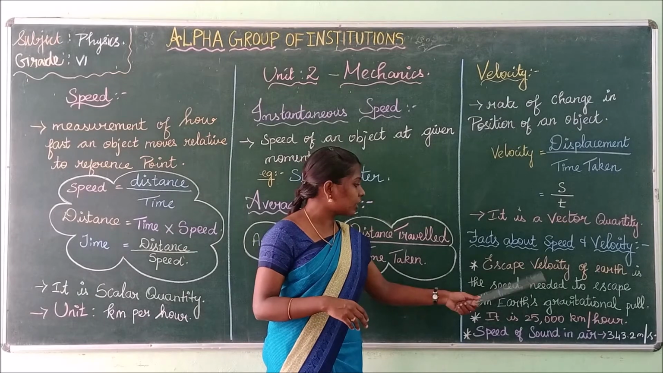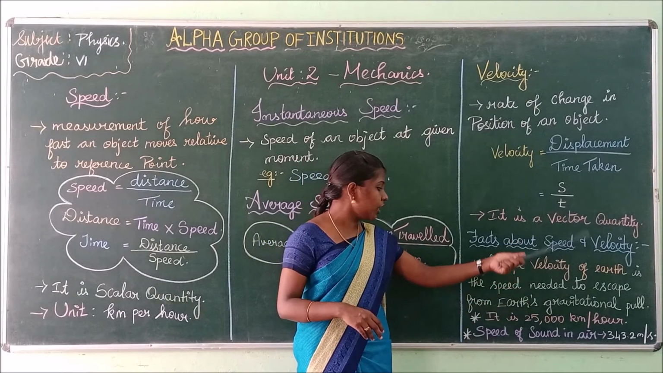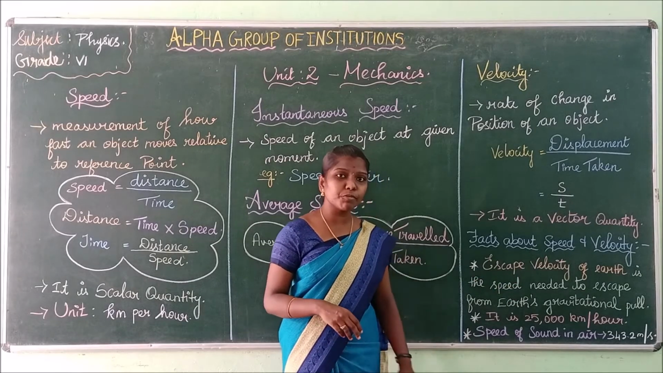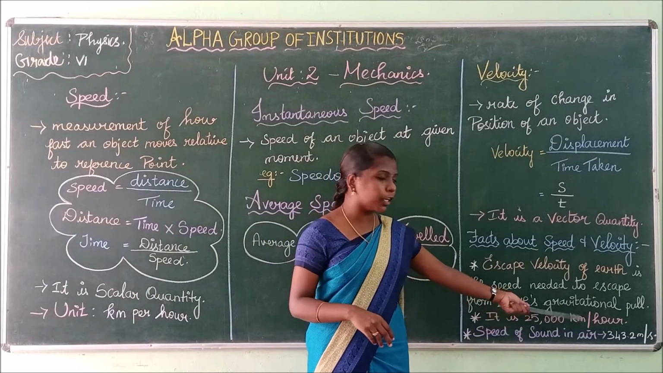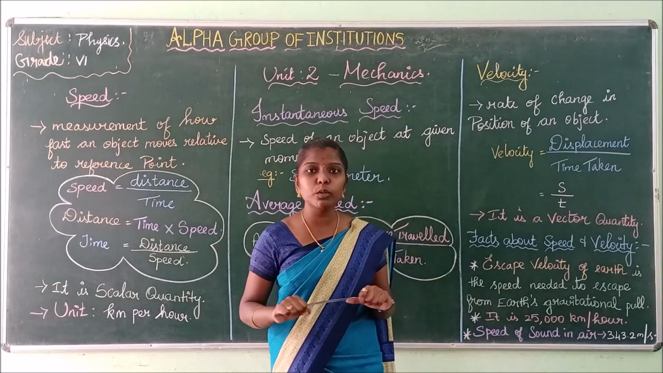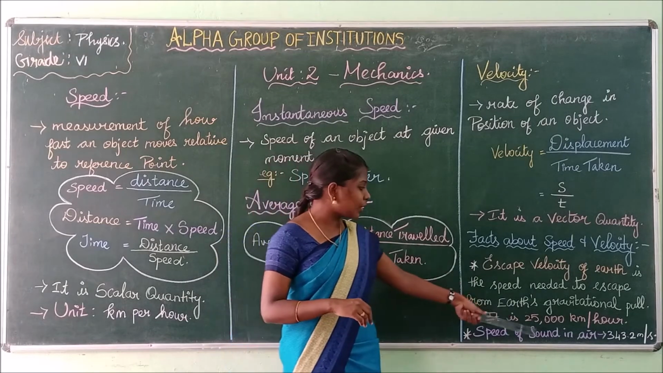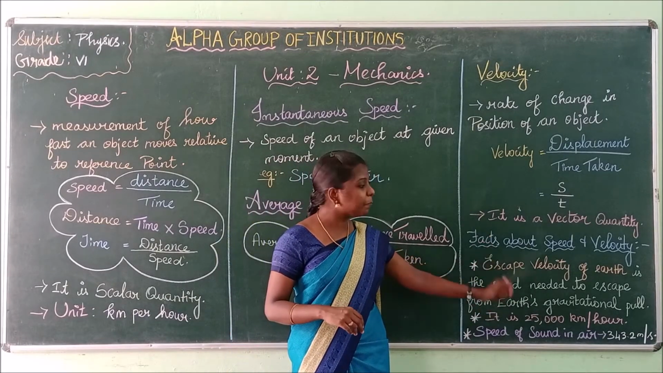Next, escape velocity of Earth. Escape velocity of Earth is the speed needed to escape from Earth's gravitational pull. Escape velocity of Earth is 25,000 km per hour. What is kilometer per hour? It is the unit of speed. The speed it is traveling is 25,000 km per hour.